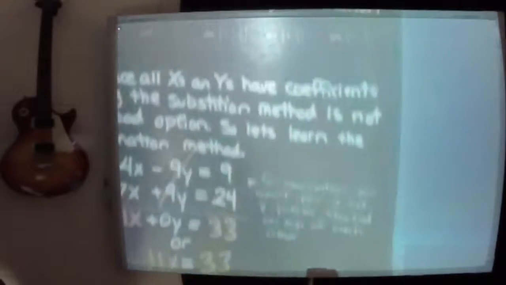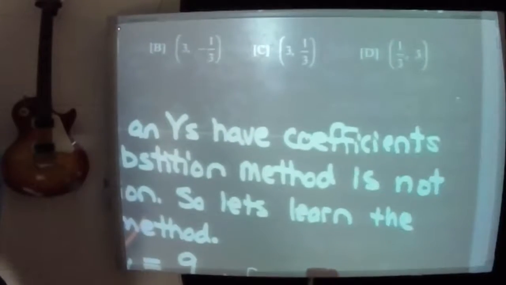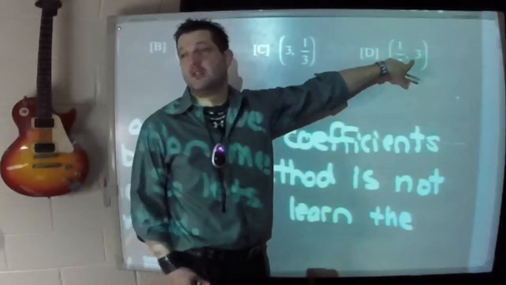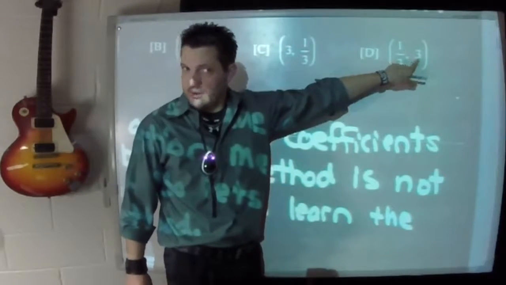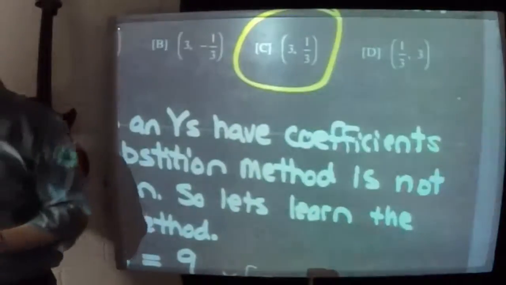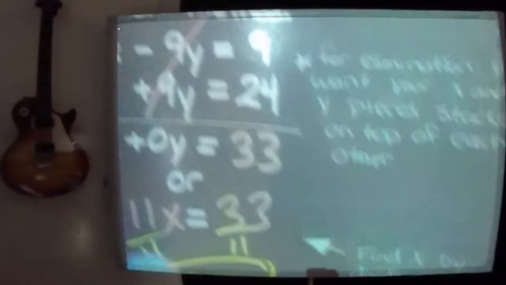C. Notice D. For those of you who don't know, X's come before Y's. You put D and you get it wrong even though you did all the right work. It's X, then Y. So it's got to be 3, 1/3.